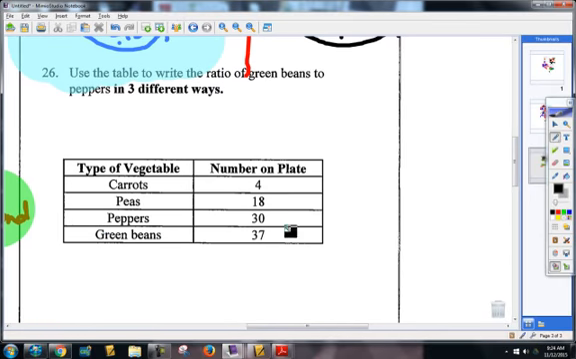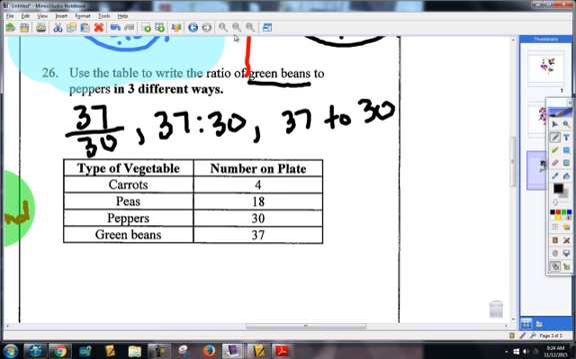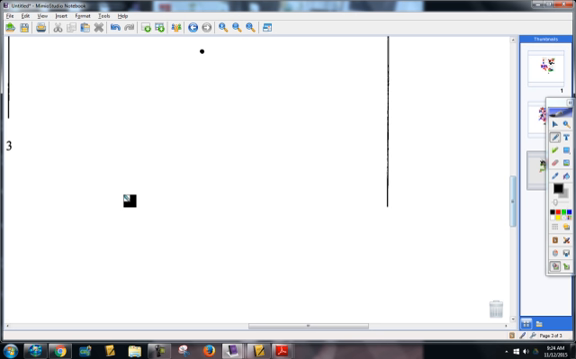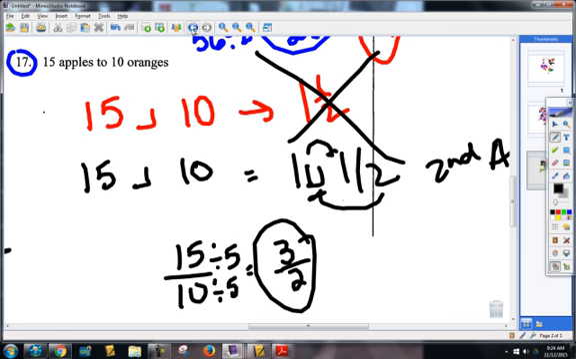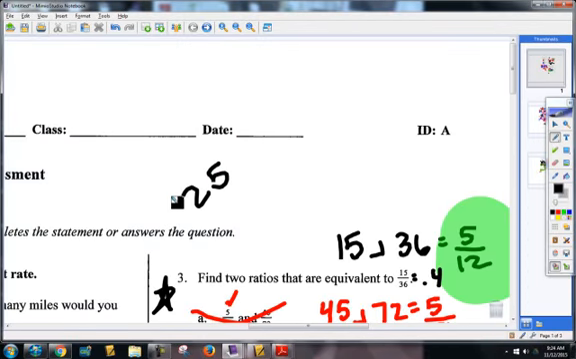This is writing it 3 ways. This is a reading question once again. We want to know green beans to peppers, so that means order matters, right? So I know green beans, there are 37 of them, and then there are 30 peppers. So you had to have it in fraction form, with a colon, and then with the word to in between. Okay? How many questions on the back, guys? 8. So that means it's out of 17 plus 8, right? Does that seem right? Out of 25, 12 and 8 plus 8 is 16, plus 9 is 25. There's 26.